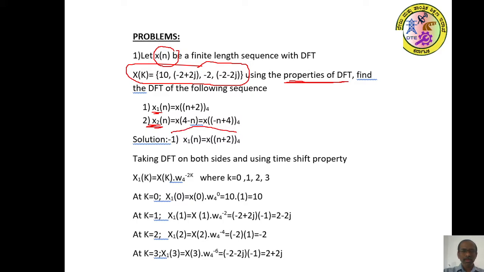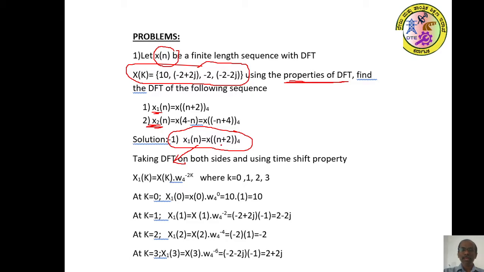x1 of n is equal to x of n plus 2, circularly shifted with respect to 4 samples. Let us apply DFT on both sides. DFT of x1 of n is x1 of k. If you have only x of n, its DFT is x of k, but it is left shifted by 2 units, so we'll multiply that with omega N power k. In this problem it is n plus 2, so it is omega 4 power minus 2k.